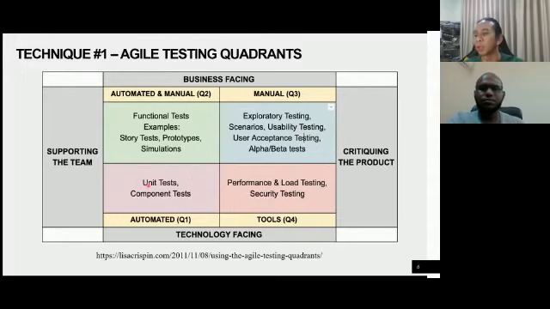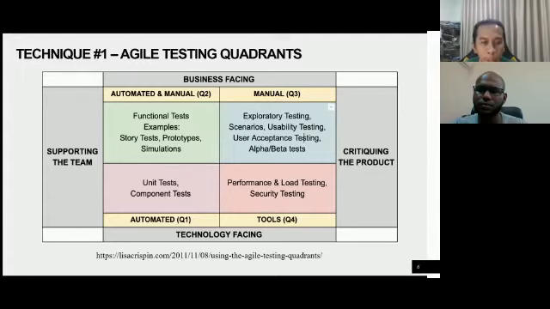It's just a conversation to spark. It's a tool to spark the conversations about testing. So that is the intent of this agile testing quadrants. Okay, so there's no hard and fast rules. It's just a tool to start the conversation about testing.